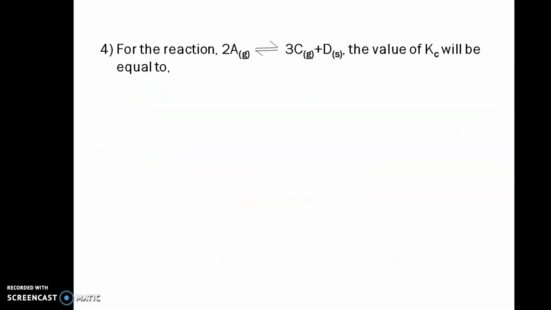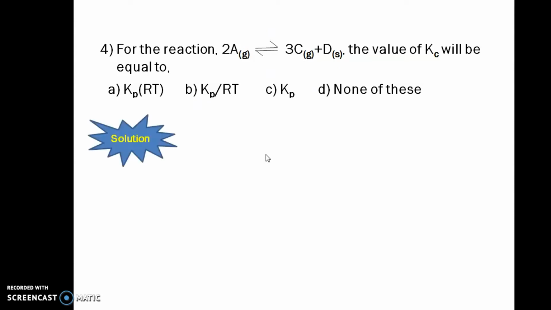The fourth question, for the reaction, it's a general reaction here. 2 moles of A reversibly giving rise to 3 moles of C plus D. The value of Kc will be equal to, hence the equilibrium constant value for this reaction will be equal to: option A, Kp into RT; option B, Kp divided by RT; option C, Kp; option D, none of these. Hence, the equilibrium constant for this reaction is equal to which of these? Let us see the solution here.